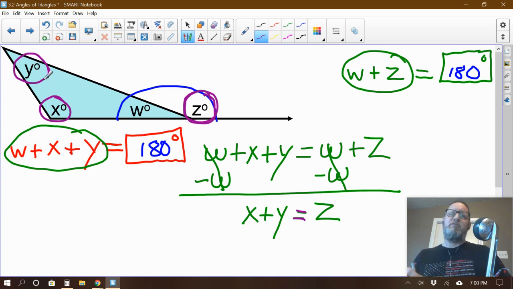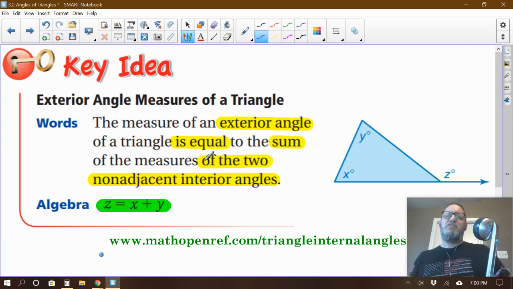So there's a new rule for you. It's X plus Y equals Z. The two non-adjacent angles in a triangle are equal to the exterior angle. All right, I think I have another slide for that. Yep, here it is. So again, the measure of an exterior angle, like this Z right here, is equal to the sum of the two non-adjacent interior angles. So X plus Y is going to equal this Z.